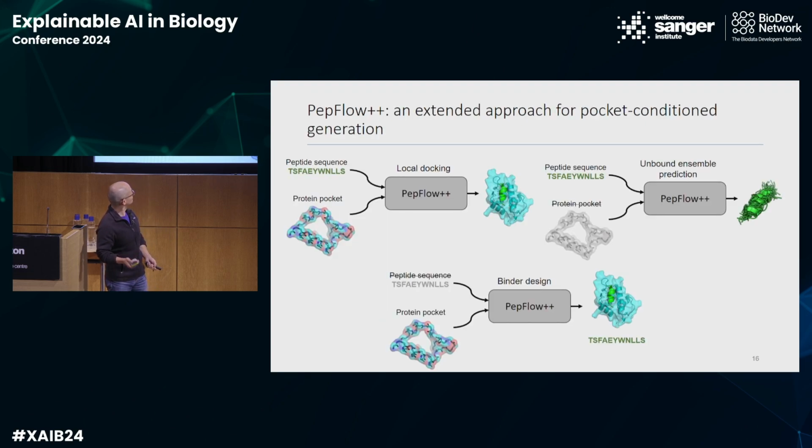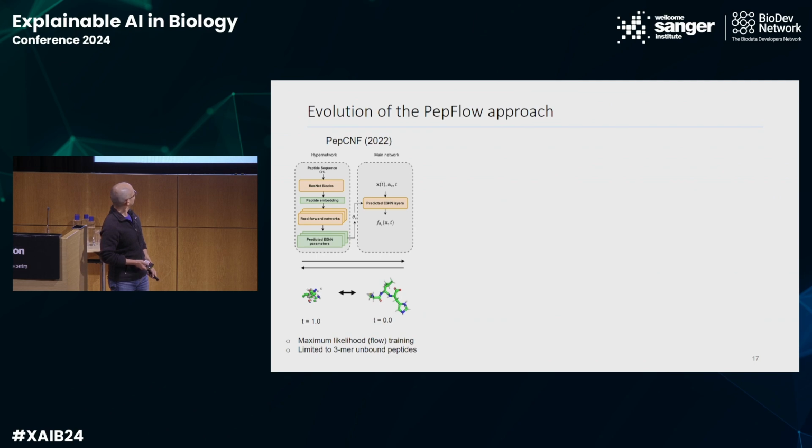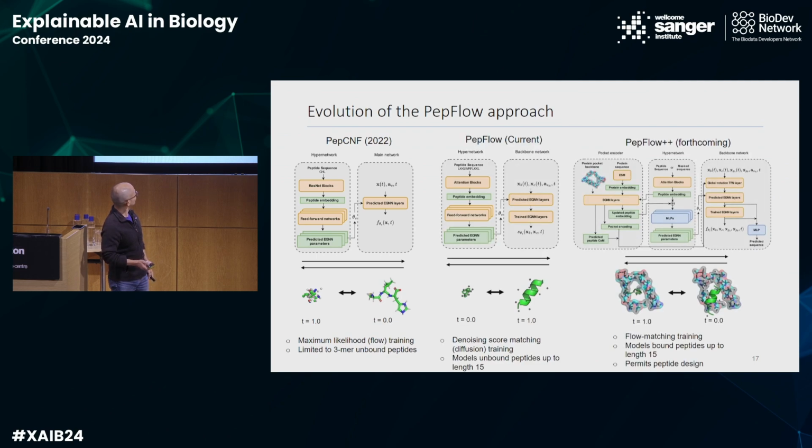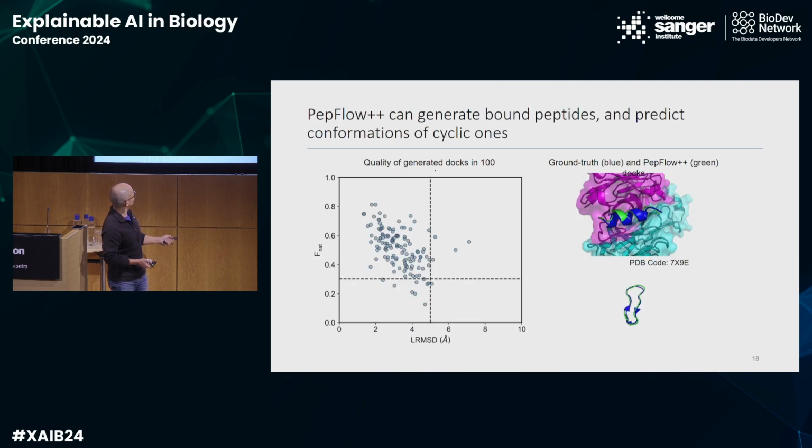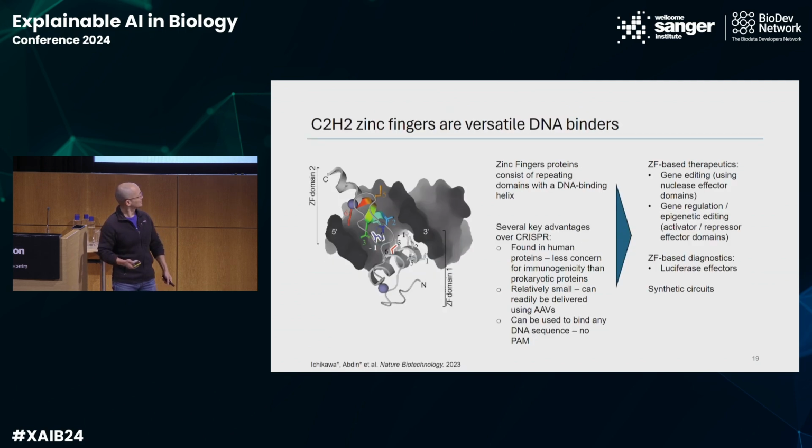And so now we're using PepFlow in a binder design manner, right? And the big prizes, and I'll skip that, the big prizes are to do docking or to do binder design directly. So what we're doing now is PepFlow++, using this method to generate bound peptides as binders, or in the future as therapeutics, right?